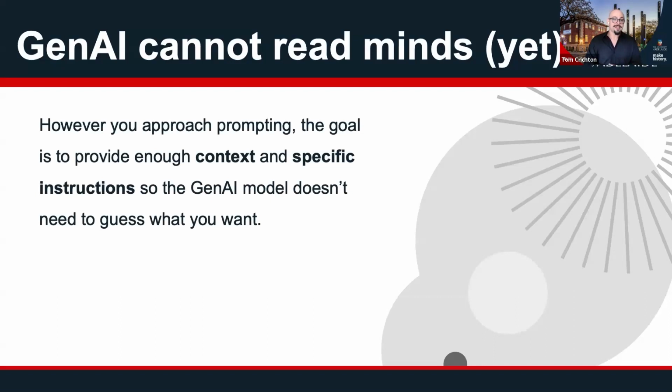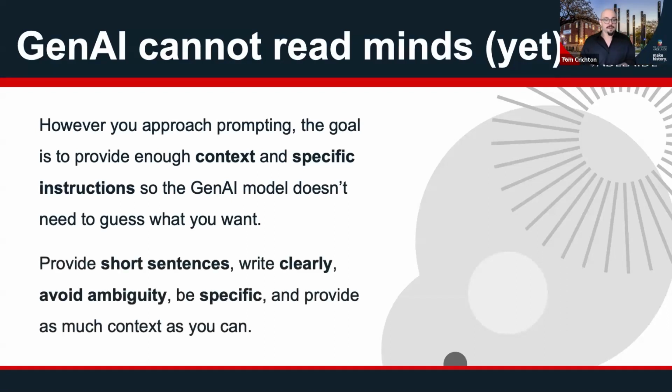One of those best practices is to remember that Gen AI cannot read your mind yet. Now, perhaps one day Elon Musk's project to develop a chip that implants in your brain will come true. Personally, I hope that doesn't come true, but for now, Gen AI cannot actually read your mind. So however you approach prompting, the goal is to provide enough context and specific instructions so the Gen AI model doesn't need to guess what you want. You provide it with enough context so that it knows exactly where to look in its understanding of the structure of language to create the right order of words to answer your prompt in a way that will actually meet your needs.